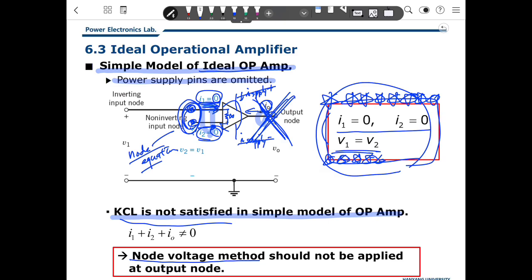That's the way to solve the op-amp circuit. But at the output pin, we cannot know the output current here. So we cannot apply the KCL at this node.